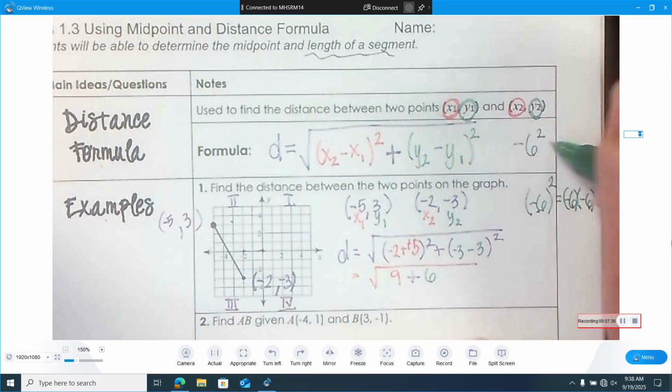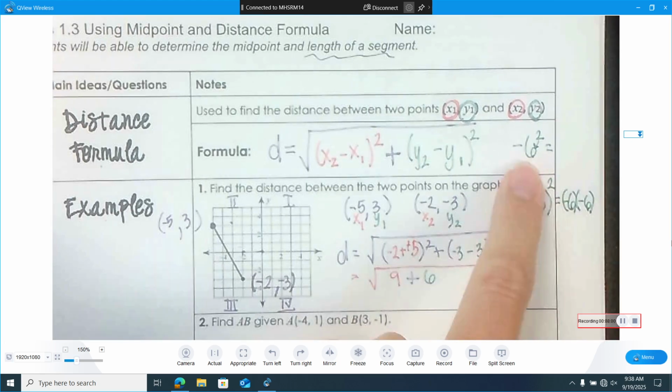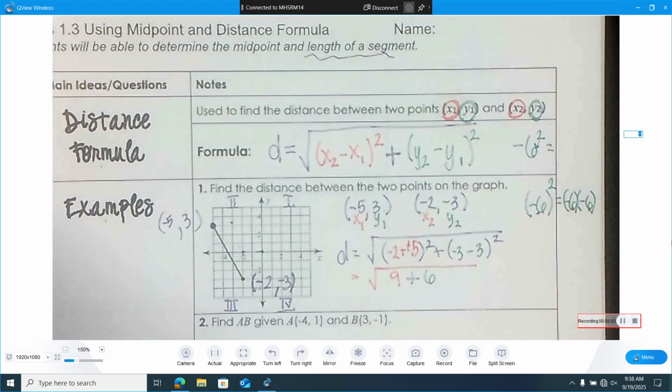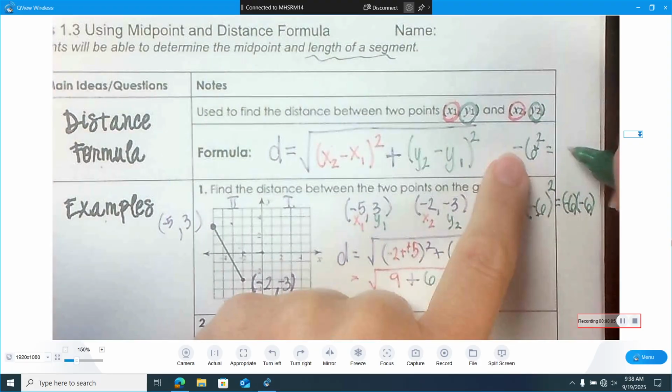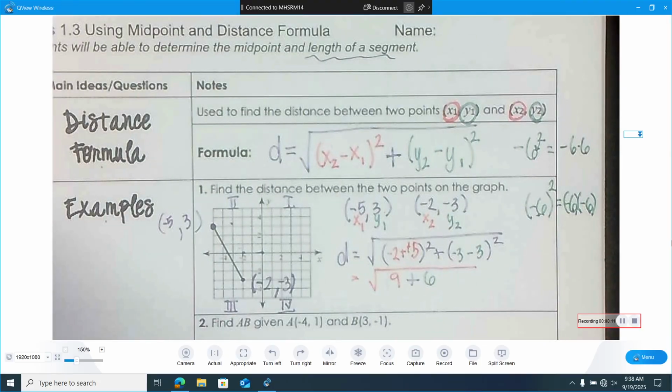Negative 6 squared equals what? 36. Does it? What I wrote there, negative 6 squared, no parentheses, does it equal negative 36 or positive 36? Negative. Why? What is that exponent of 2 affecting? Just the 6 in this case. It's just close to that 6. It doesn't touch the negative. So this one, the negative is hanging out, and the 6 is being repeated 2 times. This gives us negative 36, okay?